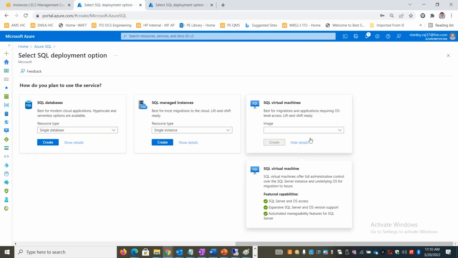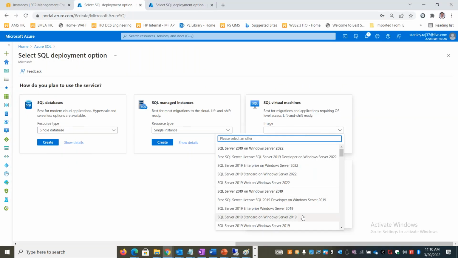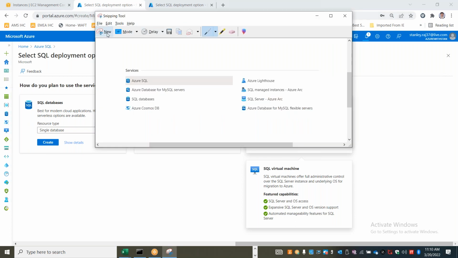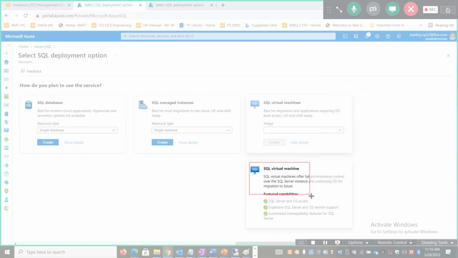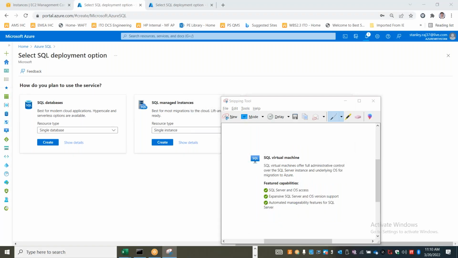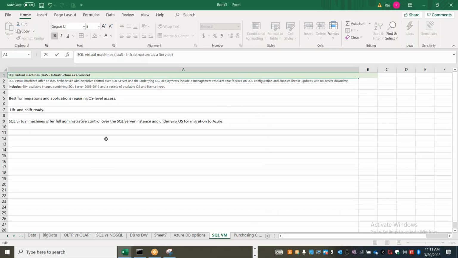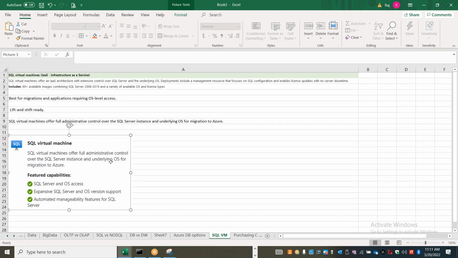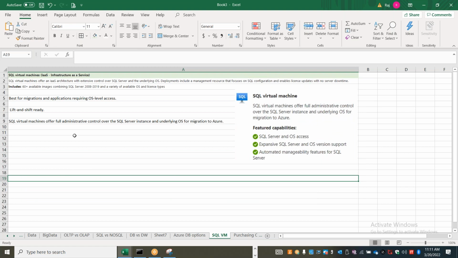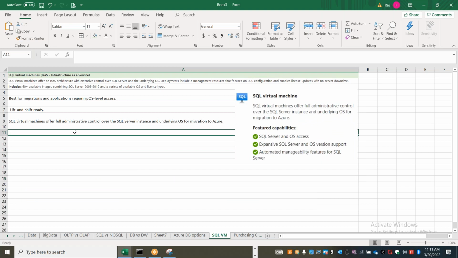As I told you, you get these many different images with pre-installed options. This is a straightforward option. You just create a server with the operating system that you need and the database version that you need, so that you get full control of the data.